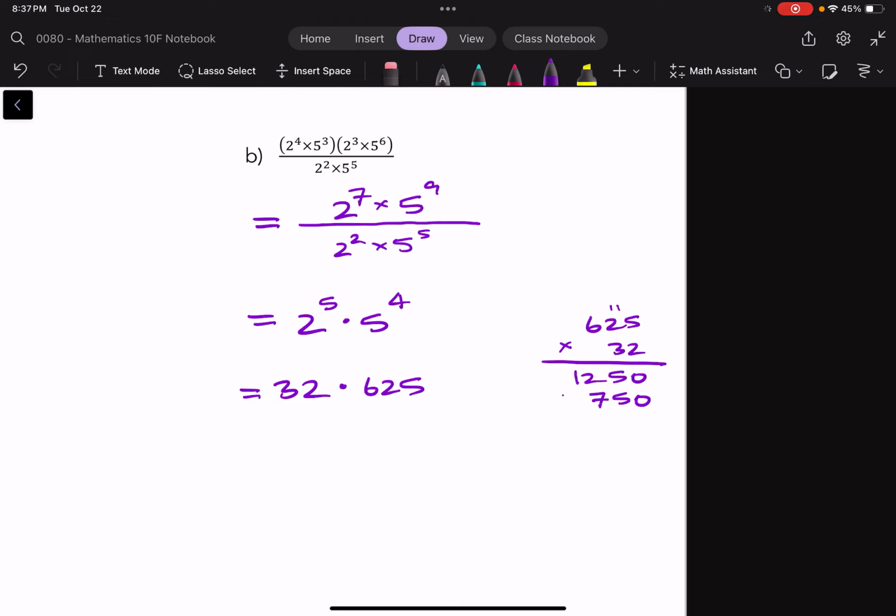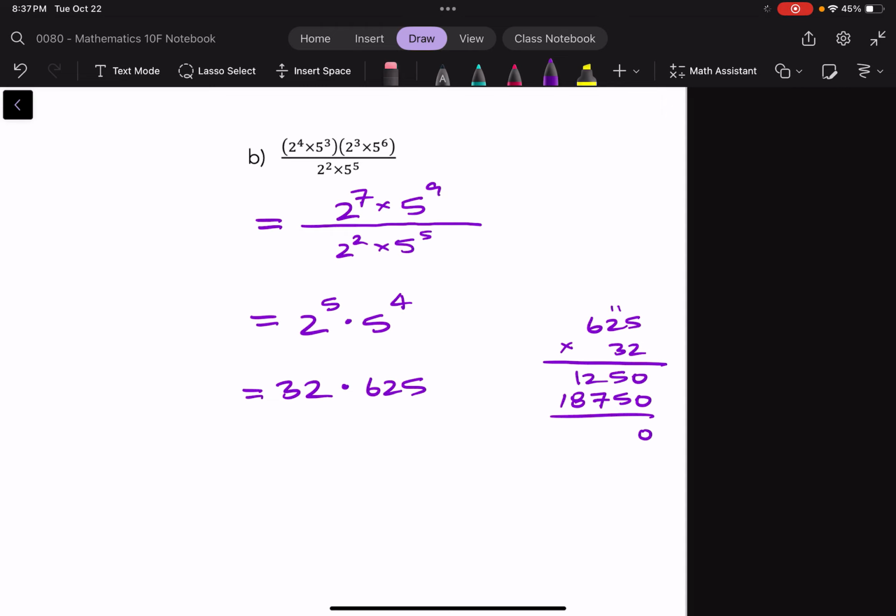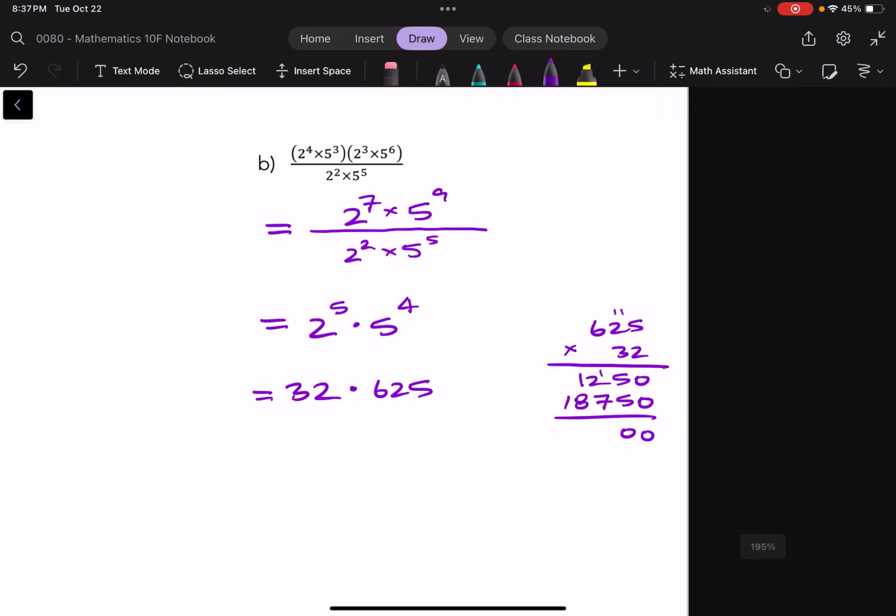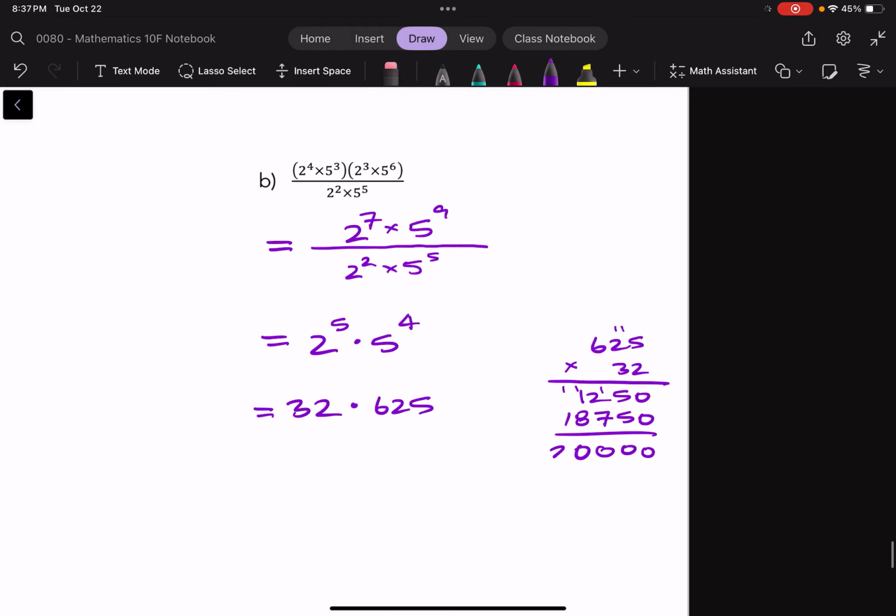3 times 6 is 18. And adding 0 plus 0 is 0. 5 plus 5 is 10. Carry that one. 2 plus 7 plus 1 is 10. Carry that one up. 1 plus 1 plus 8 is 10. Carry that one up. All right, I got myself a 20,000. There's another way to get this.